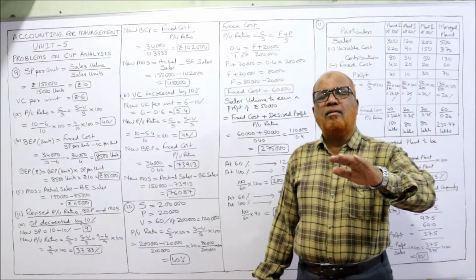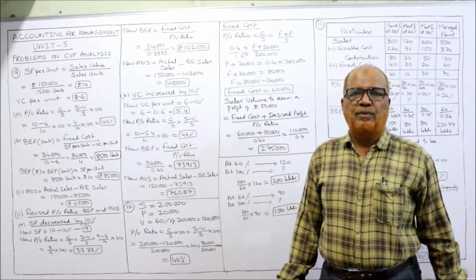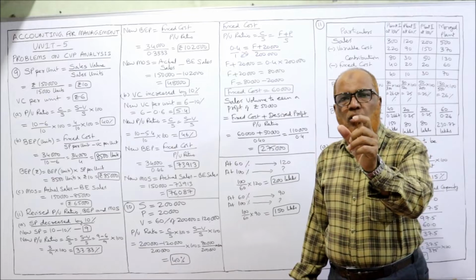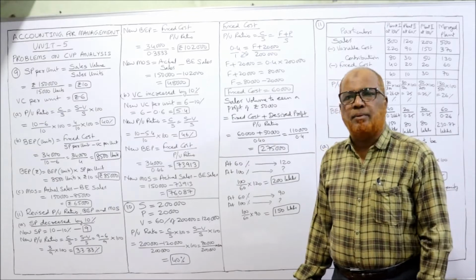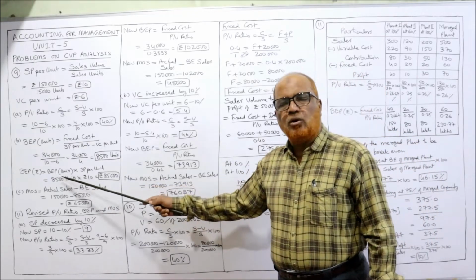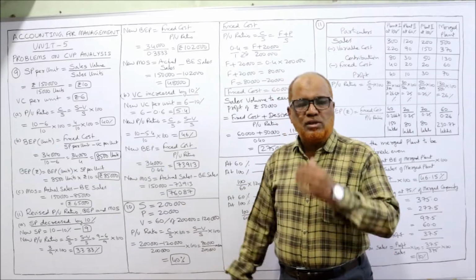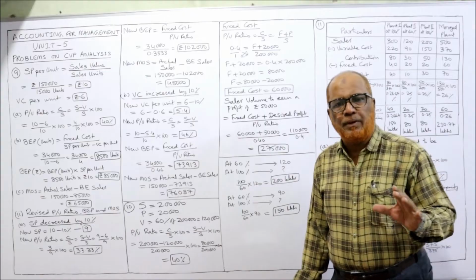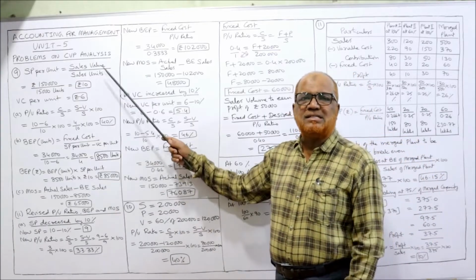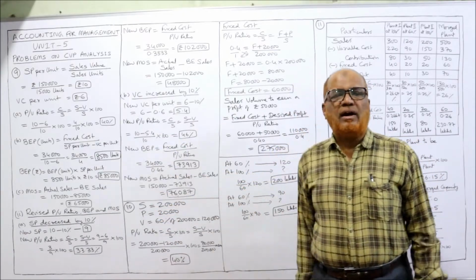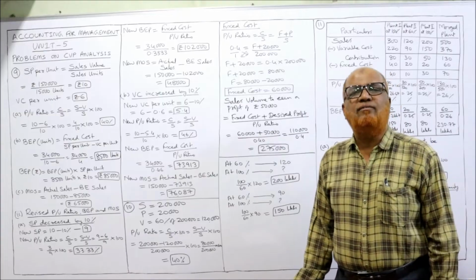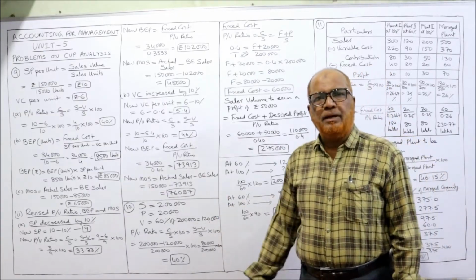Now we can easily calculate BP in rupees also. Whatever BP in units you got, multiply by selling price. So BP in rupees is equal to BP in units into selling price per unit. So 8,500 units is the BP, multiplied by selling price 10 rupees. So 8,500 into 10, 85,000 rupees is the BP.